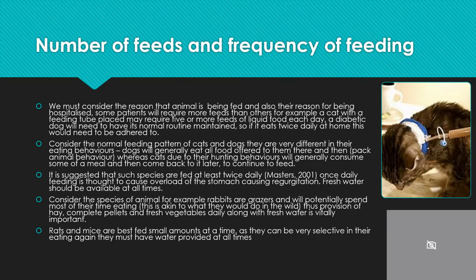Fresh water should be available at all times, unless the animal's condition, research or tests taking place would mean that it wasn't appropriate. We must consider the species of the animal. Rabbits are grazers and will potentially spend most of their time eating. That's very similar to what they would do in the wild. So we provide them with hay, complete pellets and fresh vegetables daily, along with fresh water, and that's vitally important. Rats and mice, for example, are best fed small amounts at a time, as they can be very selective in their eating. Again, they must have water provided at all times.